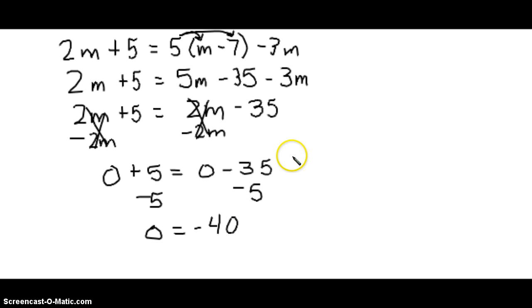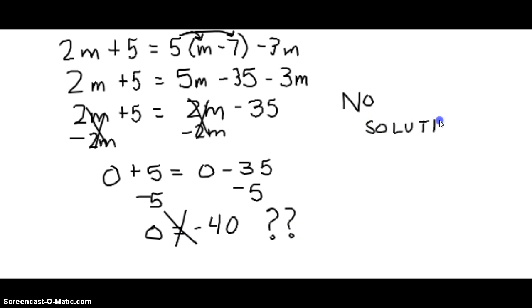Unfortunately, we get a strange answer. 0 equals -40. If you get a weird answer like this that doesn't make any sense, you know that there is no solution for that equation. No number will work for m that makes this equation true. So in this case, you have no solution, since this is a false statement.